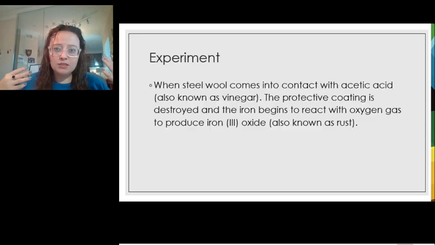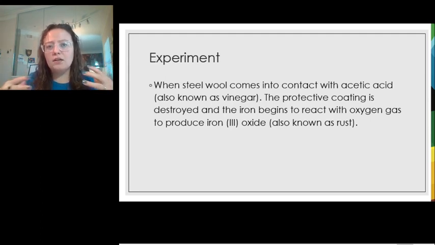And so our reaction, we have steel wool, we have vinegar, and we have a thermometer. And so when you mix the steel wool and the vinegar, the vinegar breaks down the coating of the steel wool, and the iron is now exposed to oxygen. And that oxygen and that iron start combining to form rust, also known as iron oxide.